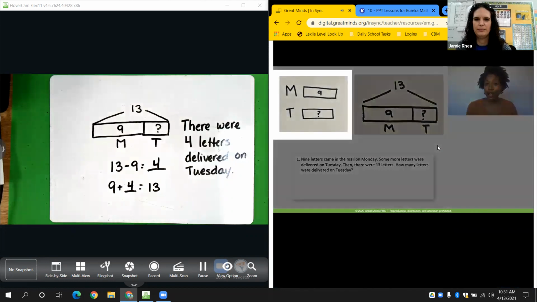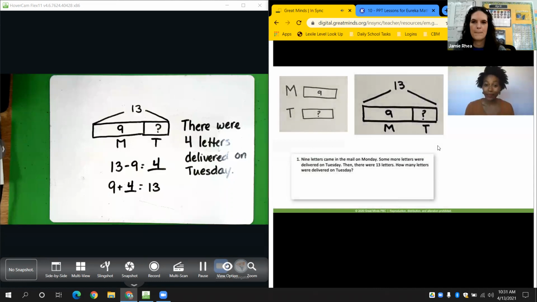I started drawing a double tape diagram to help me make sense of the problem, but as I was drawing it, it wasn't helping it make more sense. Monday and Tuesday weren't separate because it was really asking about all of the letters in all. So I needed to think of it as one unit. So instead of a double tape diagram, I drew a single tape diagram.